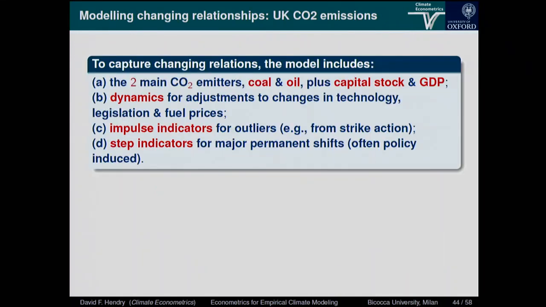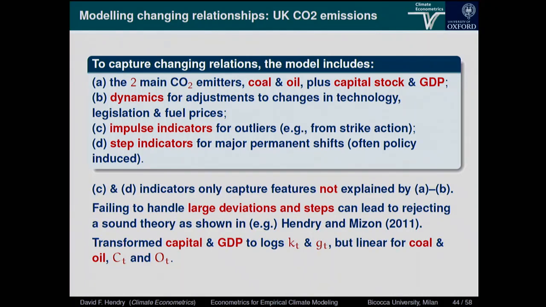So I'm going to model this by including CO2 emitters, oil and coal, linearly for linear CO2, then the capital stock and GDP, but they're going to come in log linearly. Dynamics for adjustments to technology, they're really, really important, as you've seen from the capital stock. Legislation is very important, and I don't have any decent data on fuel prices, so they're going to be picked up, both by dynamics and impulse and step indicators. The indicators are only going to capture features not explained by the variables, but we do have to allow for the possibility that some of the huge variation you saw are due to indicators.